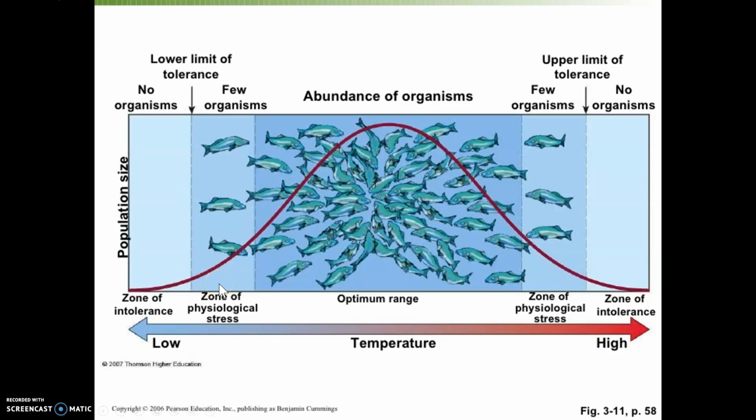So that's really what our range of tolerance is talking about: where those animals can survive, where they can survive best in their optimum range, where they can still survive on either side of that curve, and then where there's no longer a tolerance, there's an intolerance to that particular condition.